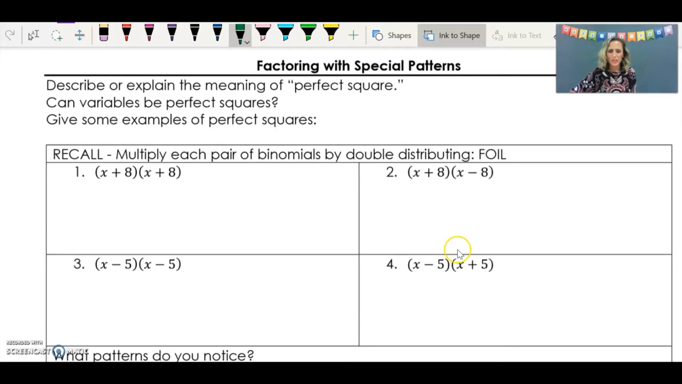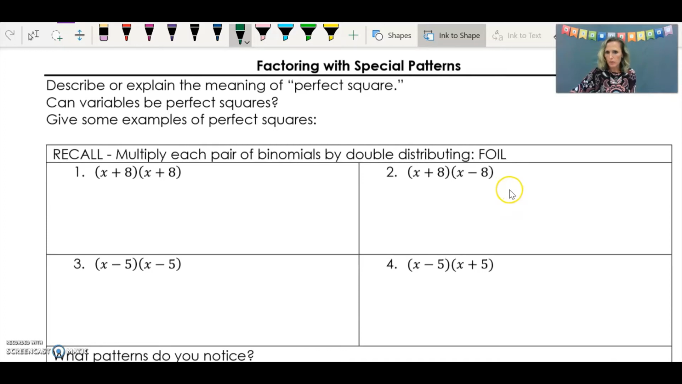In this lesson, we're going to be factoring with special patterns, and once you can recognize these patterns, it makes factoring these special types of problems a lot quicker and easier. So before we get started, we're going to explain what a perfect square is.